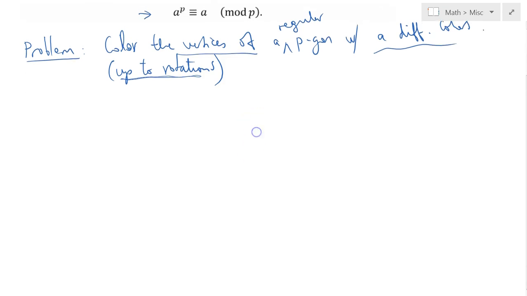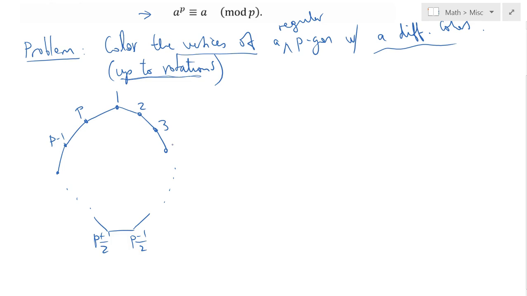So let's start by drawing our regular p-gon, something like that. Okay, so this is vertex 1, 2, 3, and so on. Probably this vertex is (p minus 1) over 2. This one is (p plus 1) over 2. And then you have p minus 1, and so on. I hope the vertices are clear.